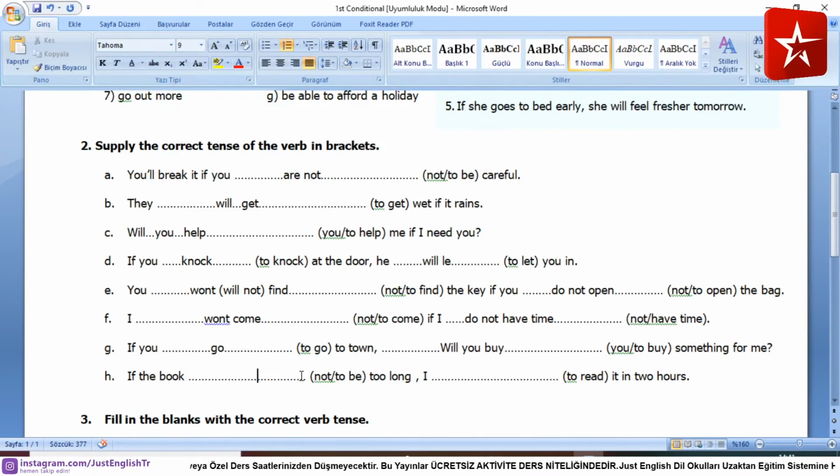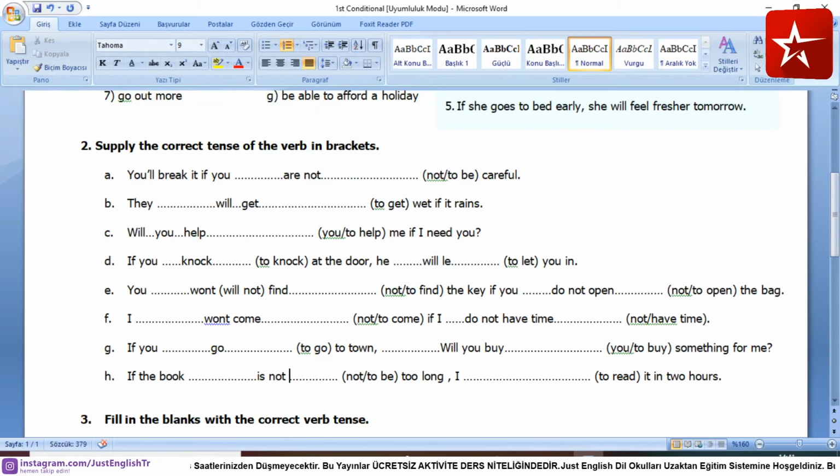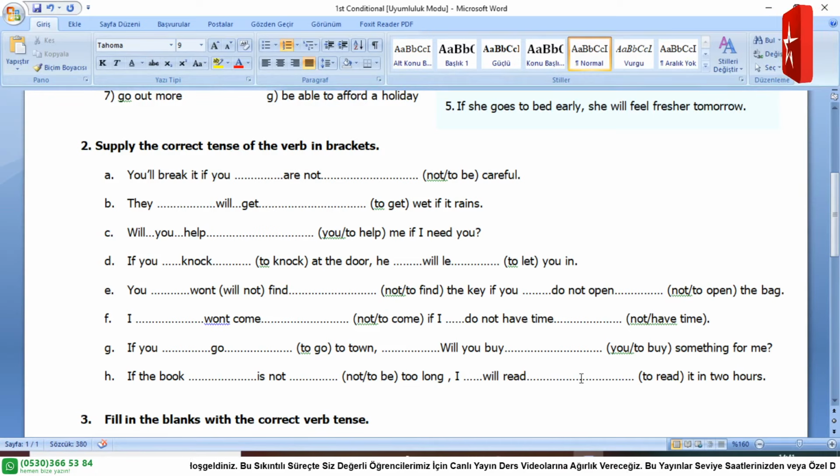If the book is not too long, isn't, yeah, Mehmet, it's great. Mehmet said isn't and read. But Mehmet, the second part, we should use future tense, not present. Okay? Yes, Emre says isn't and will what? Will read. Yes, it's correct. I will read it in 2 hours. It's great. Good job. Thanks so much for your answers.